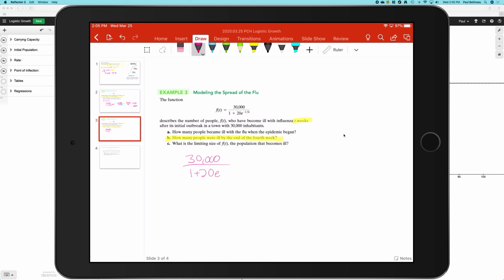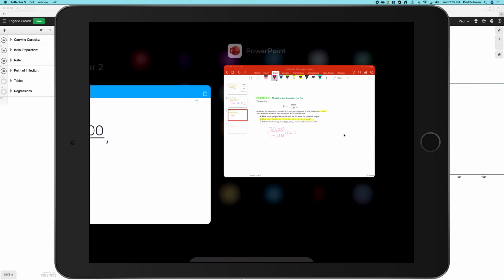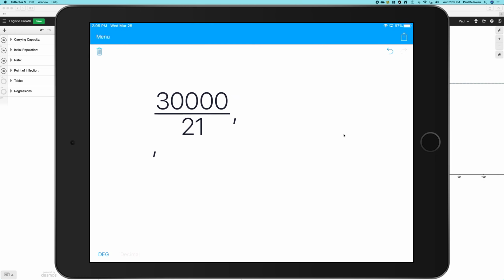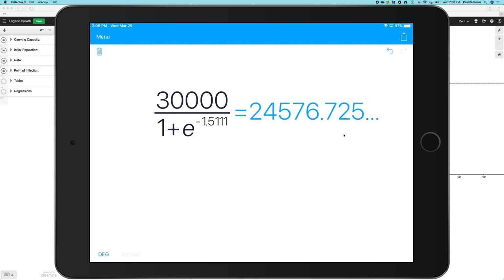1 plus 20e to the negative 1.5 times 4. And let's see what that is. So now we take this, get rid of that, and change its denominator to 1 plus e to the negative 1.5 times 4.